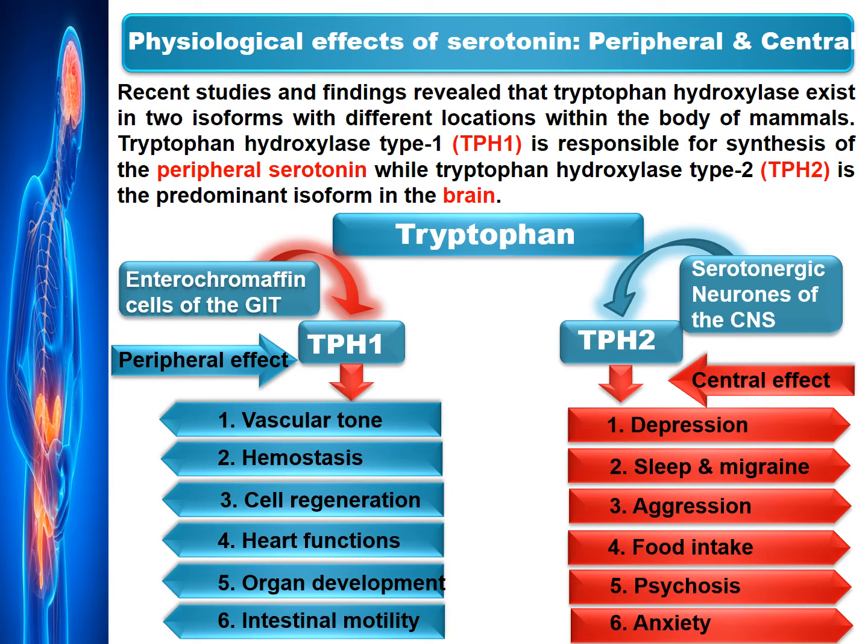So this is how the two isoforms, tryptophan hydroxylase type 1 and type 2, are present at different locations, and at these two different locations they help in the formation of serotonin, and at these two different locations the serotonin plays different roles. They show the peripheral effects and the central effects.